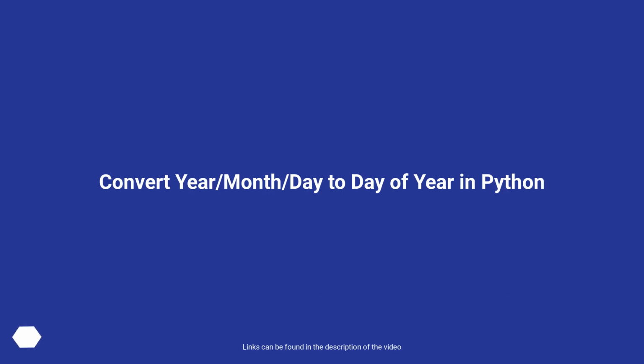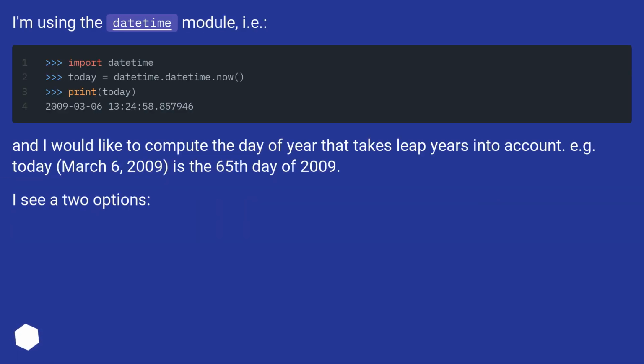Convert year/month/day to day of year in Python. I'm using the datetime module, and I would like to compute the day of year that takes leap years into account. For example, today, March 6, 2009, is the 65th day of 2009. I see two options.